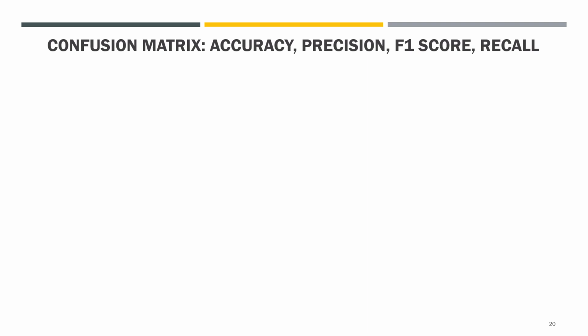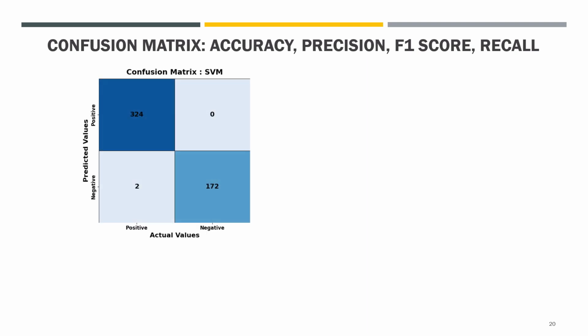Let's now explore how these metrics play out using the support vector machine classifier for malicious node detection in an RPL-based IoT network. From the confusion matrix, we observe 324 true positives and 172 true negatives, only 2 false positives, and 0 false negatives. No normal nodes were mistakenly flagged as threats.